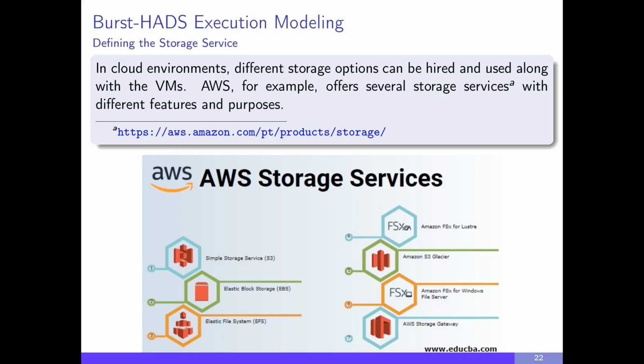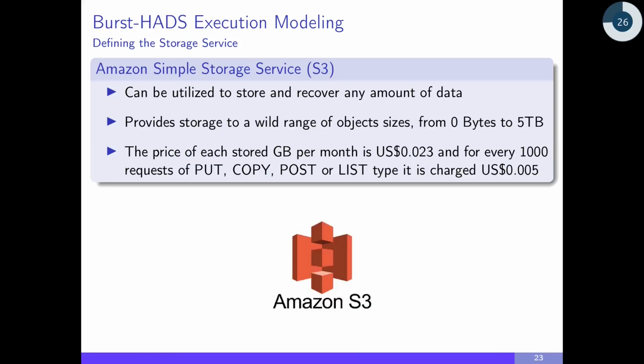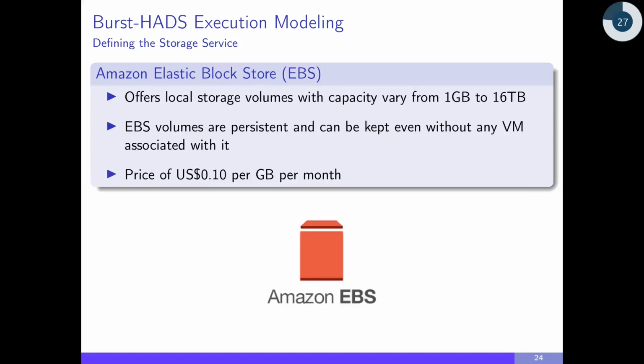So we selected S3, that is a distributed storage service, and EBS, that is a local storage service. S3 is probably the most popular storage service of Amazon. It can be utilized to store and recover any amount of data, and the objects that can be stored in S3 can be from 0 bytes up to 5 terabytes. The other storage service is Amazon Elastic Block Store. The EBS offers local storage volumes with capacity that goes from 1 gigabyte to 16 terabytes. The volumes are persistent and can be kept without any VMs associated.